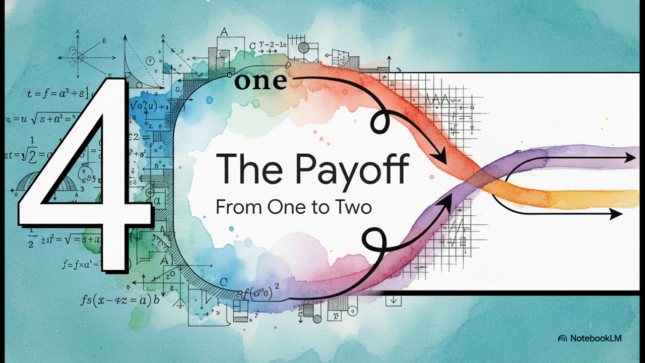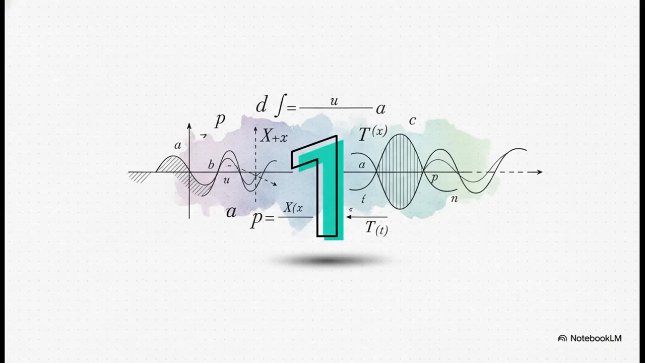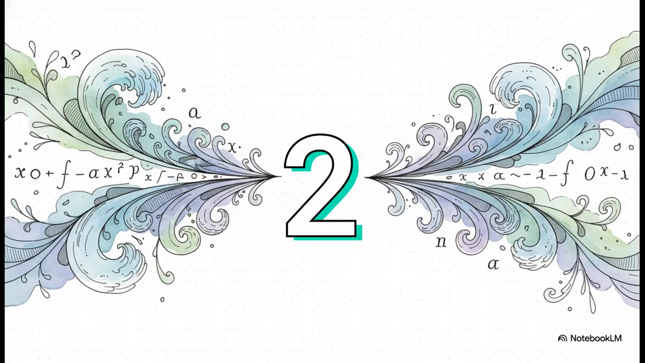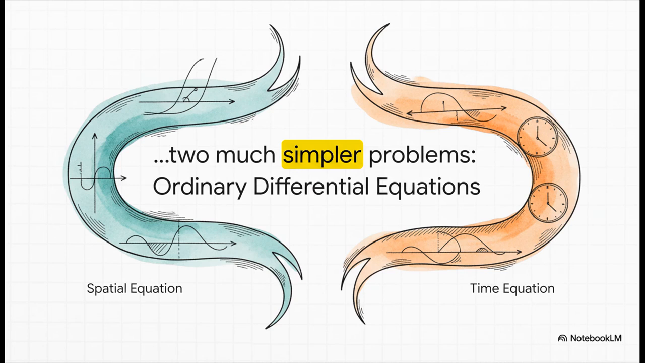So after all that, what is the grand payoff? Why is this method so incredibly fundamental? Well, it all boils down to a really simple but powerful transformation. This entire process takes one seemingly impossibly complex problem and turns it into two much simpler problems that you already know how to solve. You're literally turning a hard problem from an advanced course into two easier problems from your intro ODE class. That right there is the awesome power of this technique.